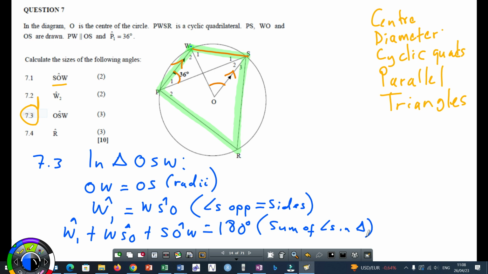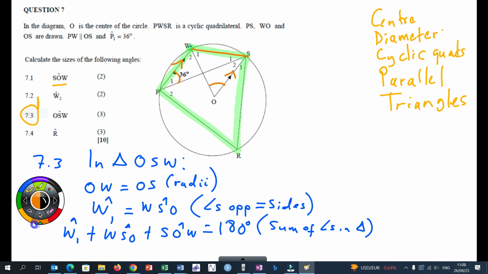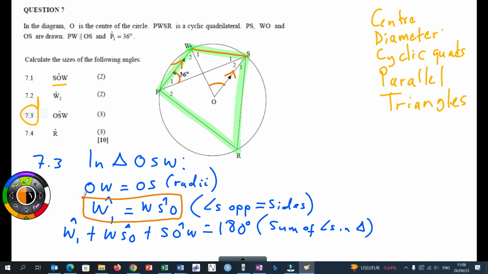Okay? Once I have that, now because of this statement here, that statement there, I can replace the W1 by OSW, which I wrote as WSO. Please take note here, this is the same as that. It's just that I switched the W and the O. It's the same angle. So I can replace them.